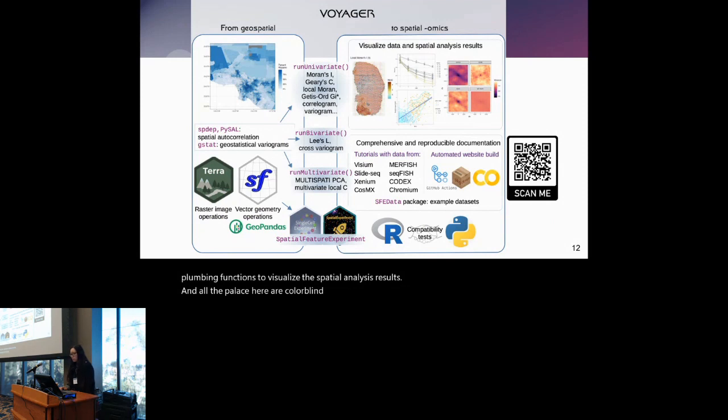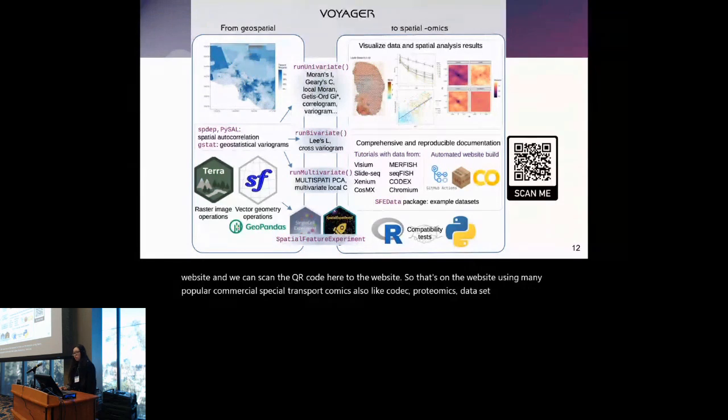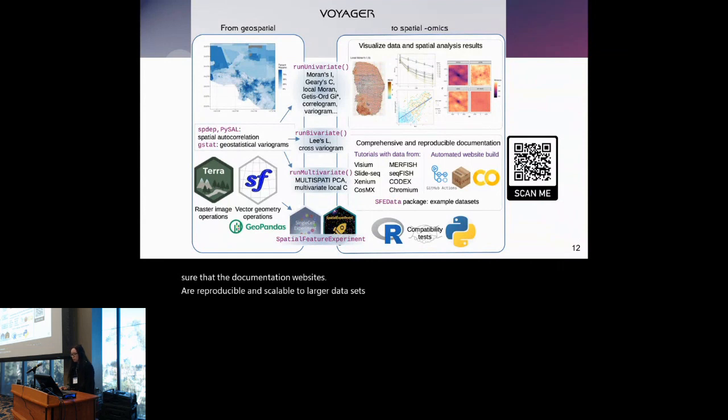We have written a comprehensive documentation website, and you can scan the QR code here to look at the website. We have vignettes on the website using many popular commercial spatial transcriptomics, also CODEX proteomics data sets. And to make sure that the documentation website is reproducible and scalable to larger data sets, the entire website is built automatically on GitHub Actions, and we also generated the Google Colab notebooks for you to play with the tutorials.